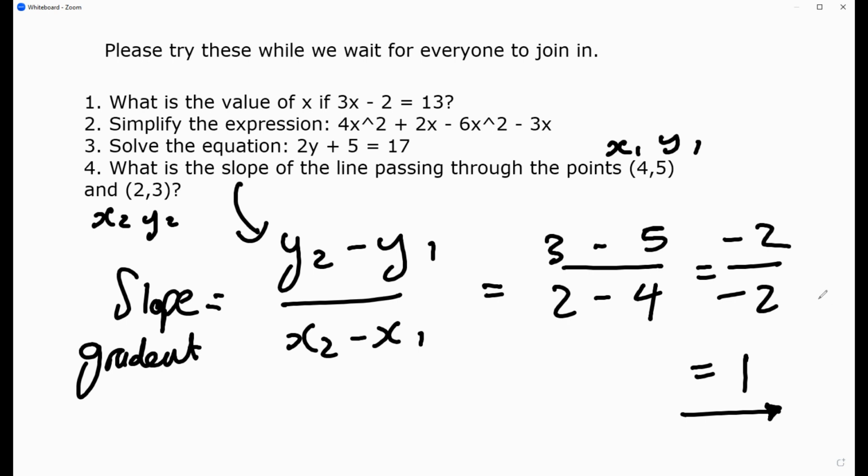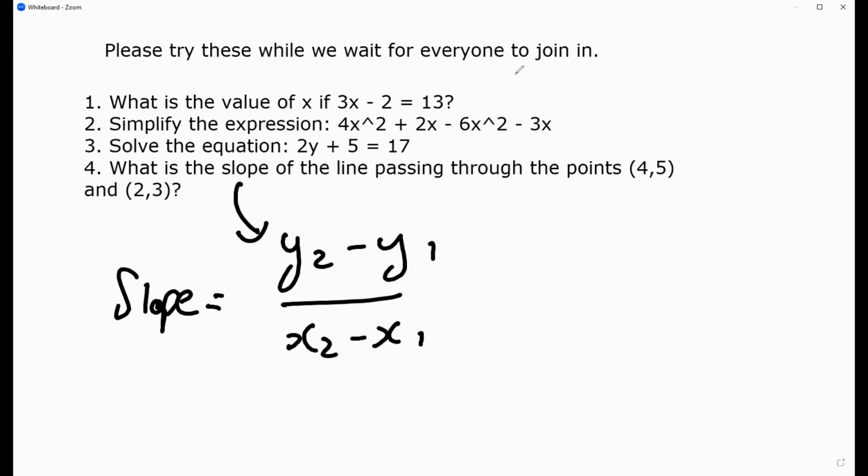All right, I could have gone the other way. Make this y2 and make that y1. And 5 minus 3 would become positive 2, and 4 minus 2 would become positive 2 as well. And I would end up with 1, by the way.